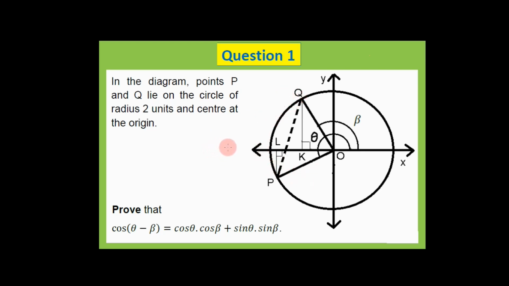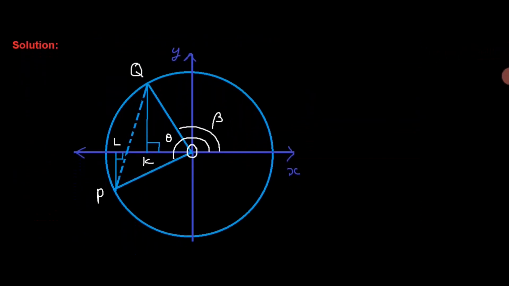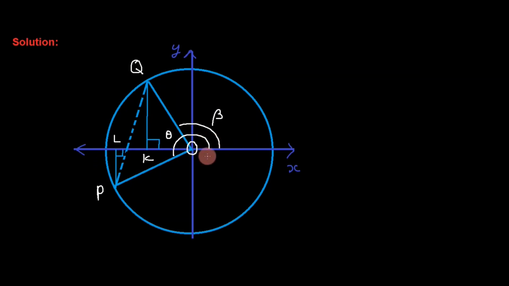So in this question, we are told that points P and Q lie on the circle of radius 2 units with center at the origin. And we have to use the sketch to prove the cos expansion for theta minus beta. So let's have a look at it. I've redrawn the sketch over here.